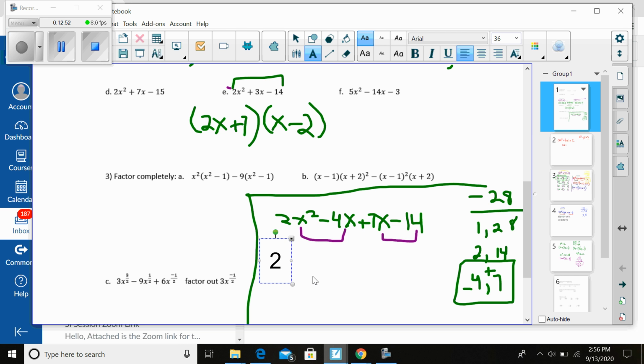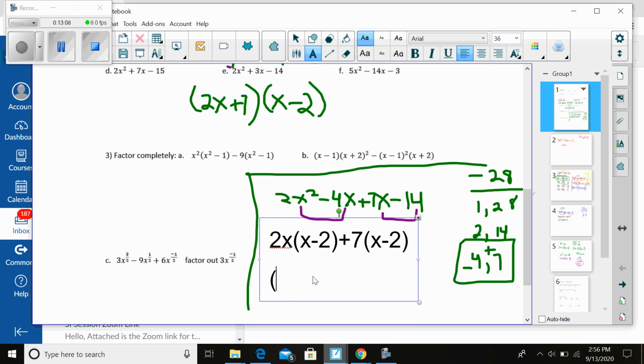Over here, I can factor out a 2x, leaving me with x minus 2. And in this next term, I can factor out a 7, leaving me with x minus 2. I know if I didn't get the same thing in parentheses, something would be wrong. Then I factor out an x minus 2, and I'm left with 2x plus 7, and then I double check my work to make sure it's right.